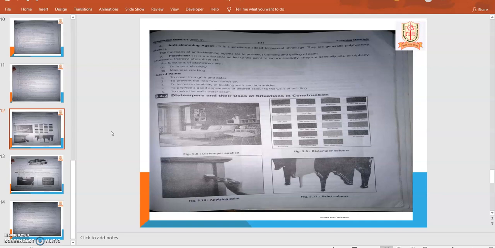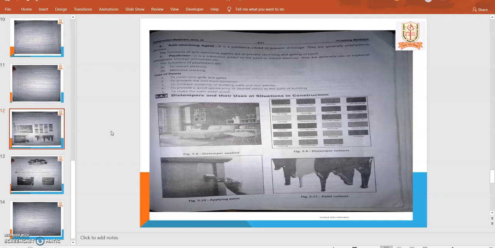So what are the overall uses of the paints? To cover the iron grills and gates, to prevent the iron from corrosion or rusting, to increase the durability of the building walls and iron articles. They provide the good appearance of the desired color to the wall of the building and make the wall waterproof.